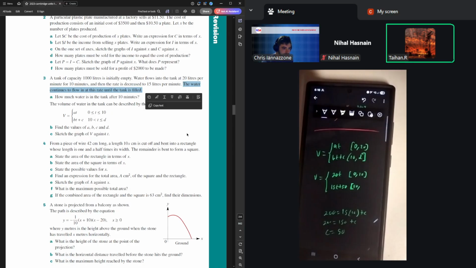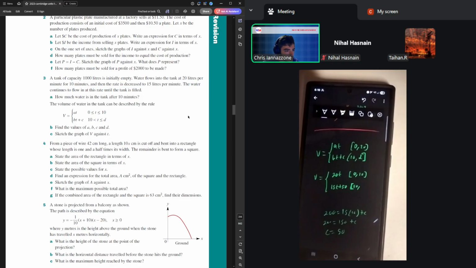Wait, I think D would be, oh no, D would be, because for the first part it's 0 to 10, which is kind of the time. So D is just another time value. D is another time value, correct? Yeah. And D is when the tank's full, right? The time at which the tank is full. Yes.